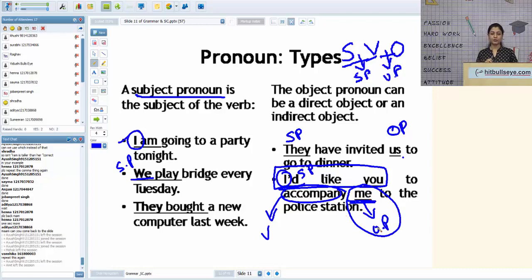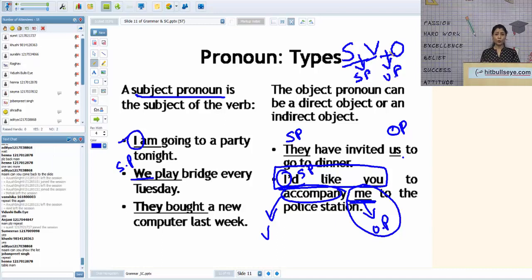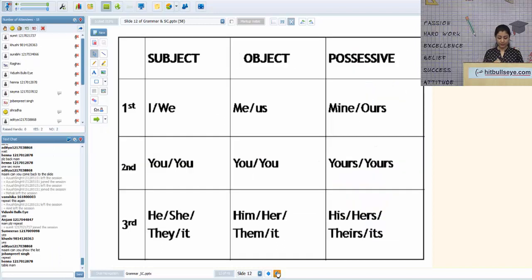So I have used the objective pronoun here. I hope everybody is clear about how the subject, verb, object rule works. Okay, some of you want me to show you the list again. Here it goes. Please quickly note it down. We have a lot of things to cover for today.